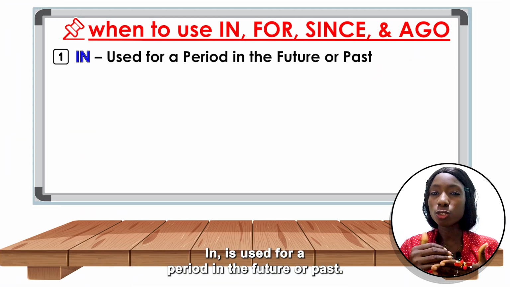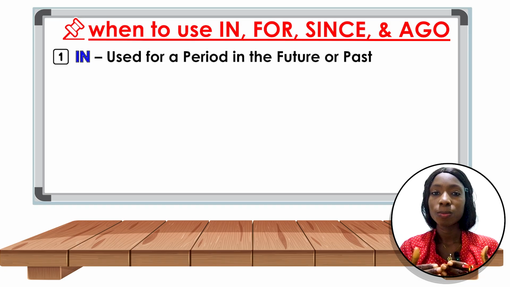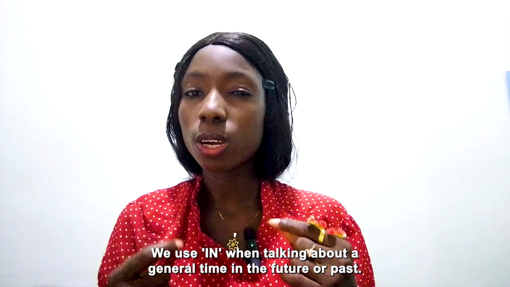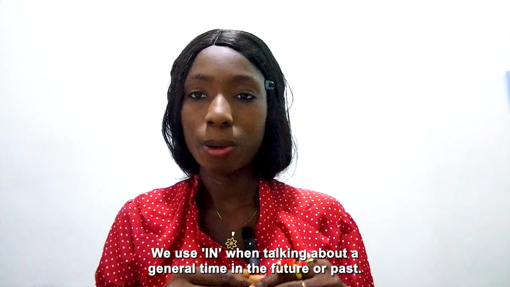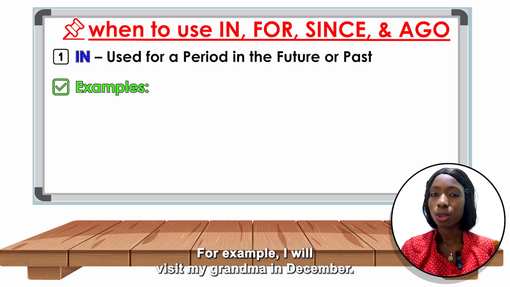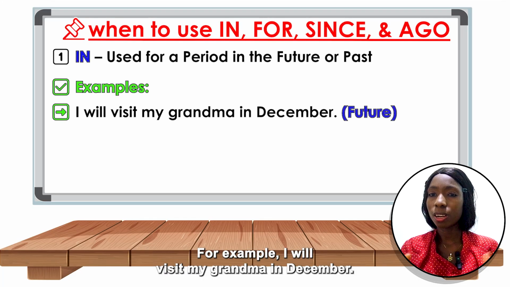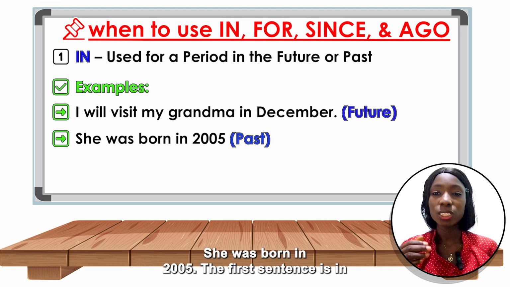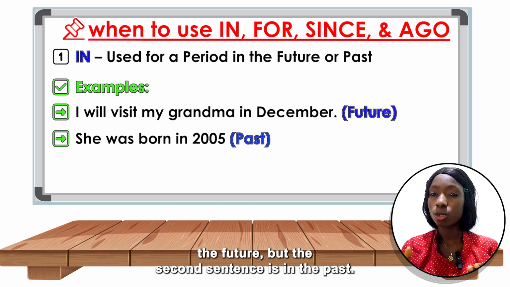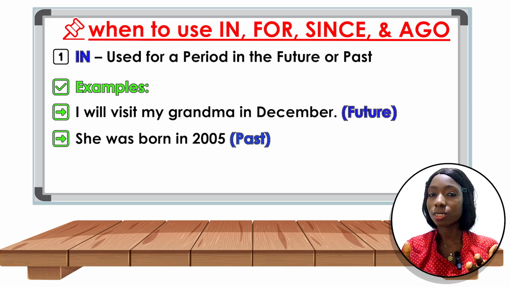In is used for a period in the future or past. We use in when talking about a general time in the future or past. For example, I will visit my grandma in December. She was born in 2005. The first sentence is in the future, but the second sentence is in the past.